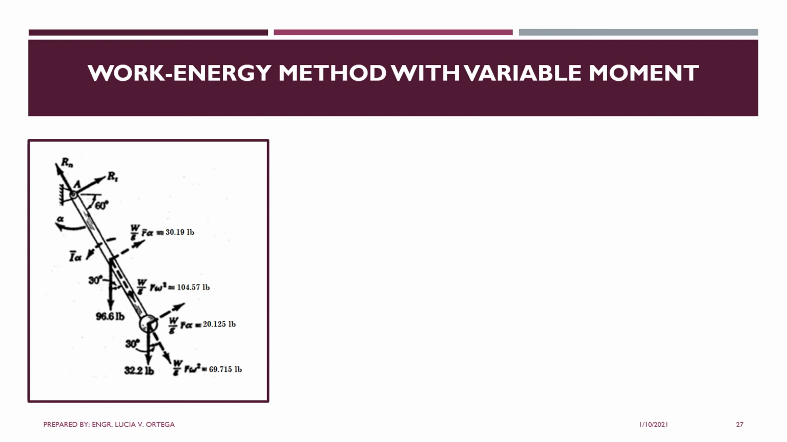For the tangential, you know R is 3 feet. Omega, we can also solve by the relation of linear and angular velocity. So substituting, we have here 104.57. And for the weight, substitute the weight 32.2 over g times R alpha. You have one value of acceleration for the system, and this is considering the force tangent to this direction. So 69.715 pounds.